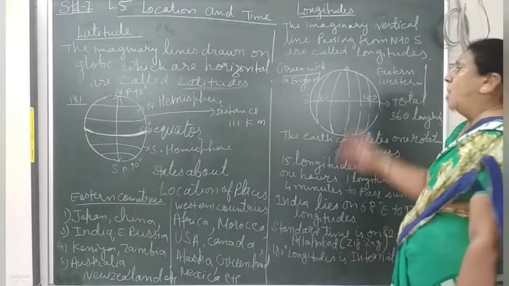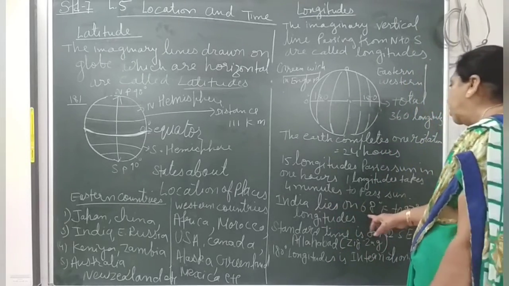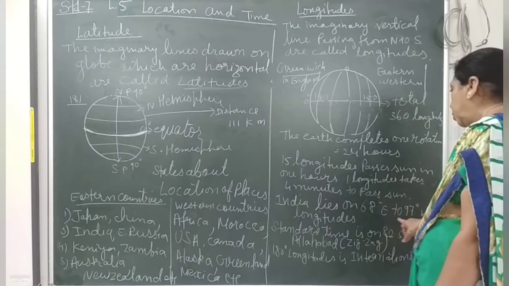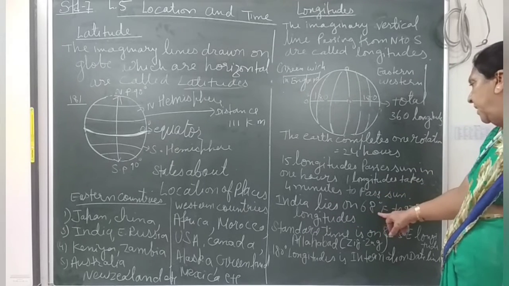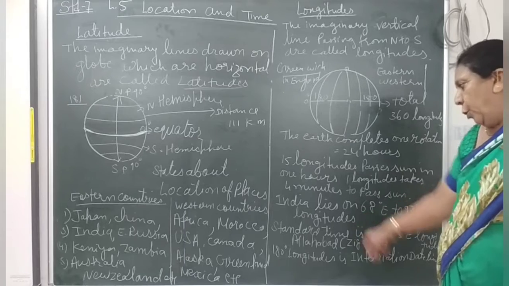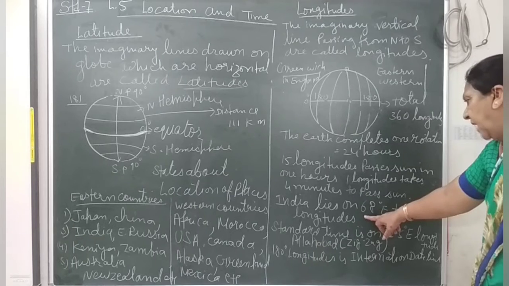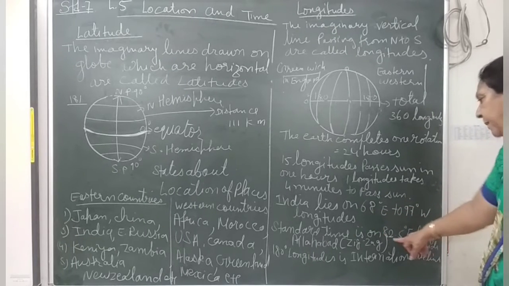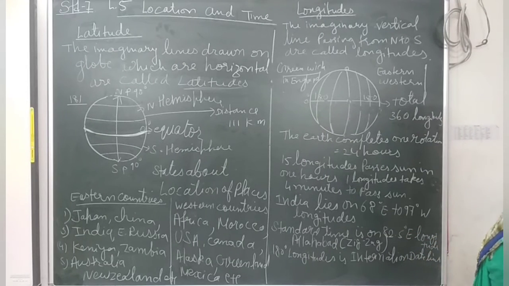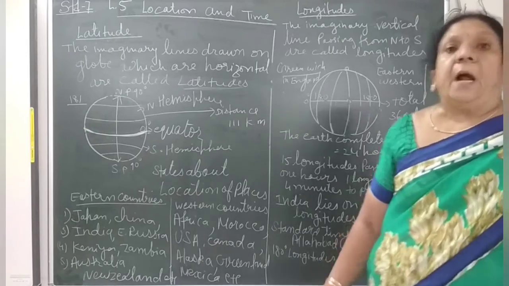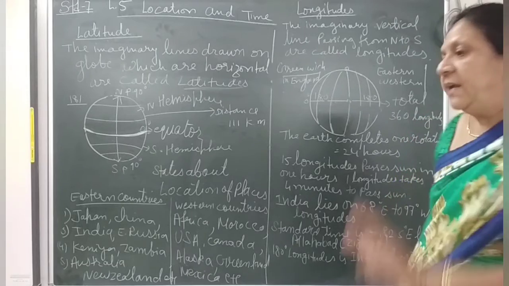Now we can see all countries have their own longitude situation. India lies from 68 degree east to 97 degree east longitude. Our standard time is based on the longitude between 80 and 95 east, and our time is situated at Allahabad. Allahabad is taken as our local standard time. From there our time is set.